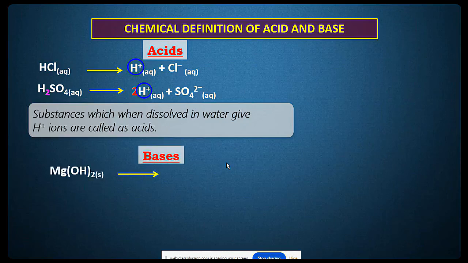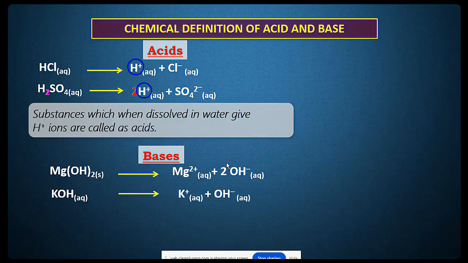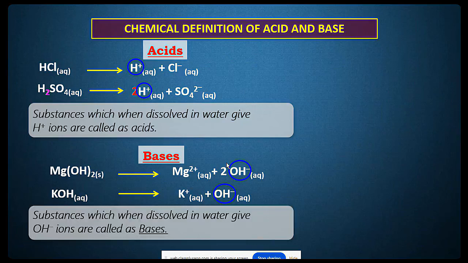Bases. If you see magnesium hydroxide, milk of magnesia, it gives Mg2 plus and 2 OH minus. KOH gives rise to K plus and OH minus. The substance which, when dissolved in water, gives OH minus ions is called a base. And that is the chemical definition of acid and the chemical definition of base. Is it right?